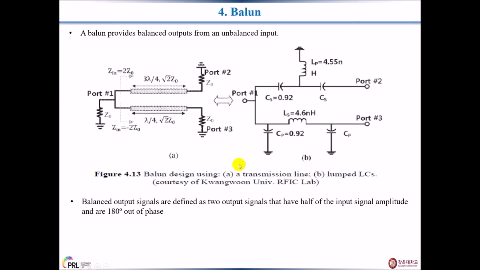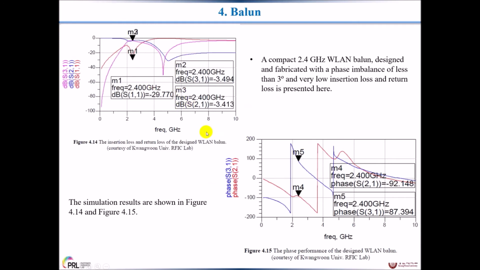Now I'm going to discuss something about the balun. A balun provides a balanced output from an unbalanced input. Balanced output means the output signals are defined as two output signals that have half of the input signal amplitude and are 180 degrees out of phase. That means the output is half of the input, and these are 180 degrees out of phase with respect to the input signal.